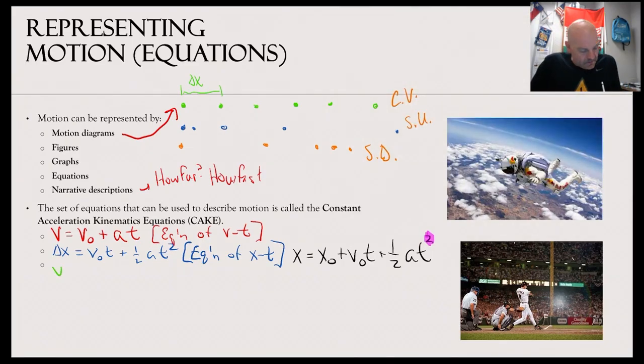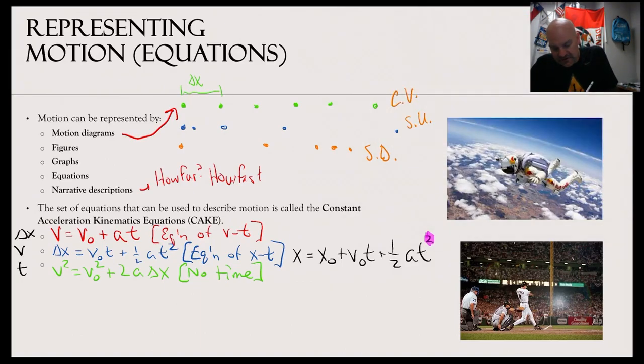And then the final equation, I like to call this the equation that time forgot, because you'll see that there is no time in the equation. Something you notice is that there are 5 potential variables, and each one of these 3 equations has 4 of the 5. There's always one missing, okay? What is missing from the first equation? Well, displacement is missing. From the second one, final velocity is missing. And in the last one, as I mentioned, it's time, okay?